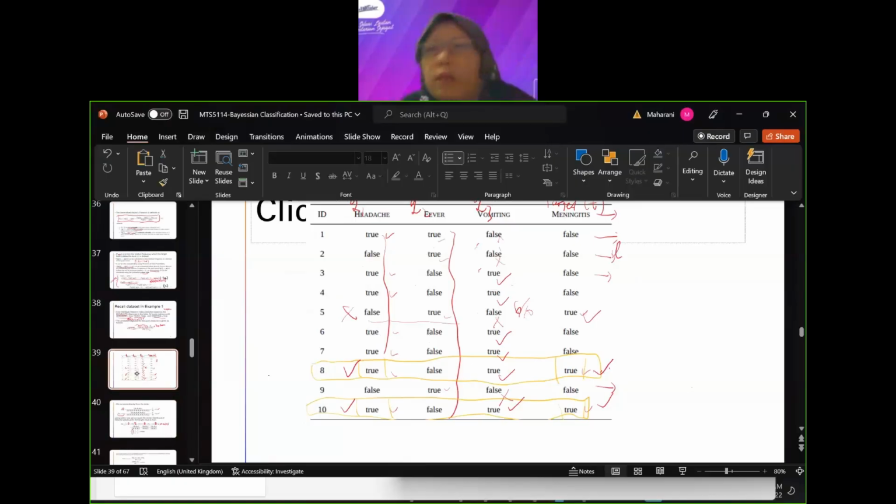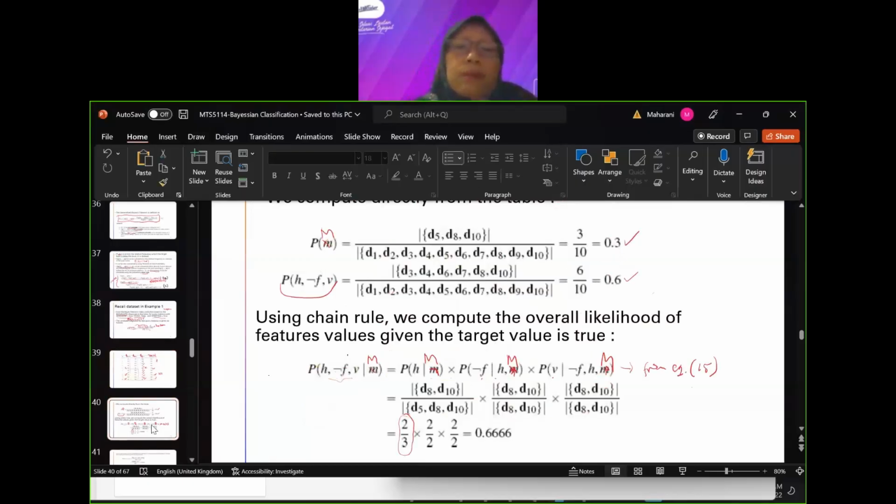So you just look at the target, because the target only has 3 true, right? Now you look at the headache, the true one. For this one, the headache is false, so we don't choose that. The second one, meningitis true and headache true, yes, we choose this one. And the last one, true, true for the headache. So we choose only 2. So it means 2 divided by 2, because the condition only has 2.